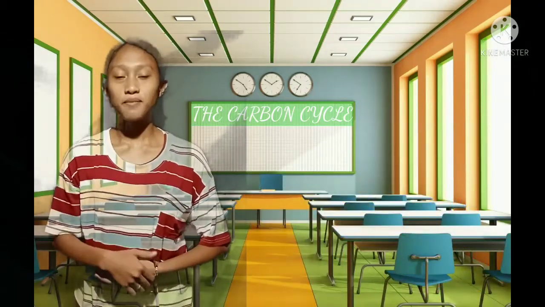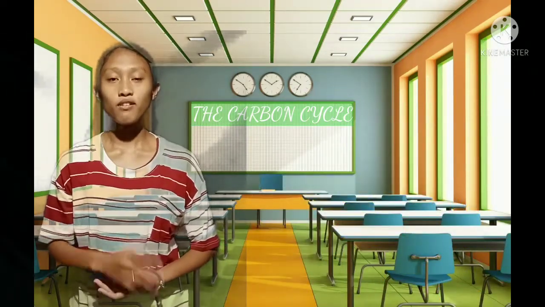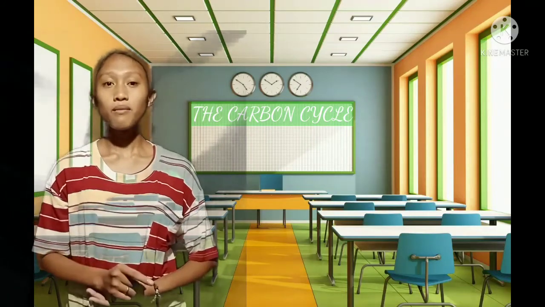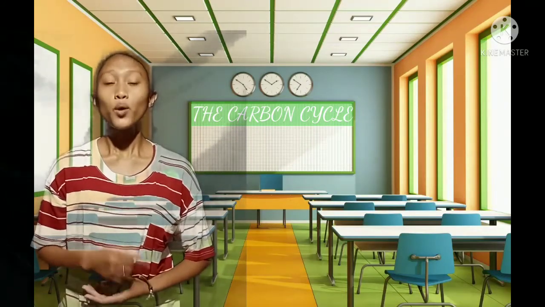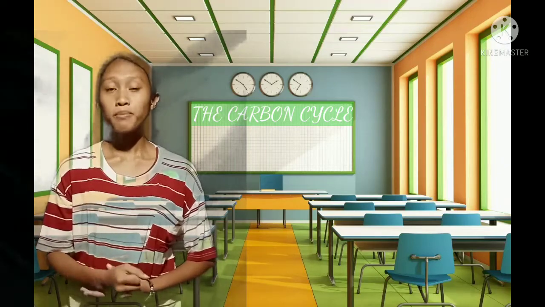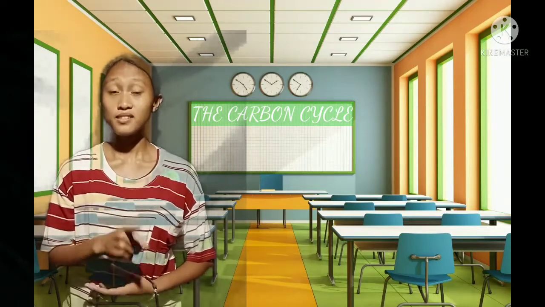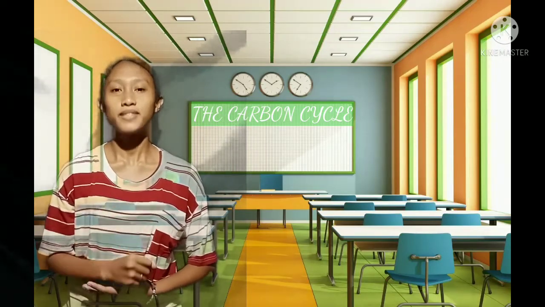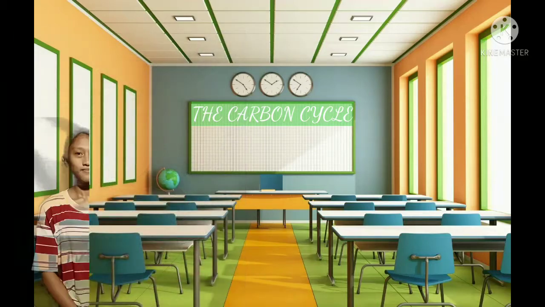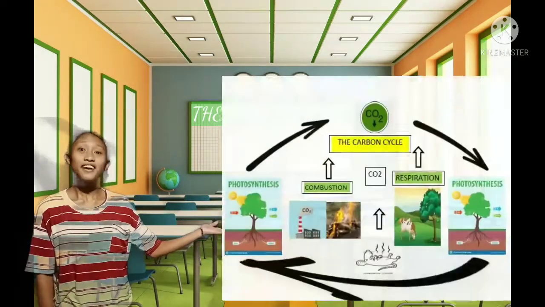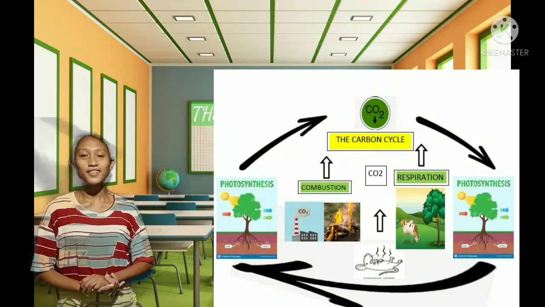From the different processes discussed that contribute to the carbon cycle, much carbon is transferred to the atmosphere, which will again be absorbed by the plants for photosynthesis, thus making the cycle repeat again. Here is the diagram of the carbon cycle discussed in this presentation.